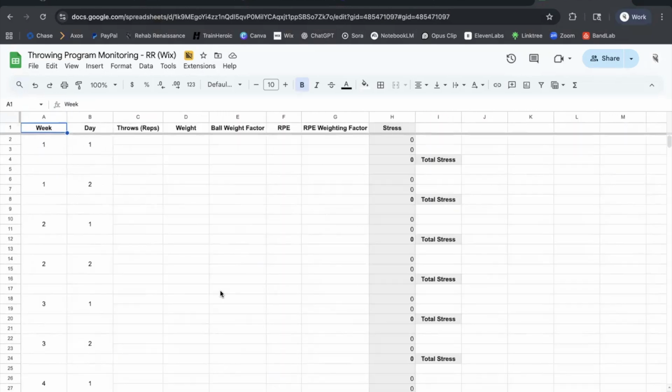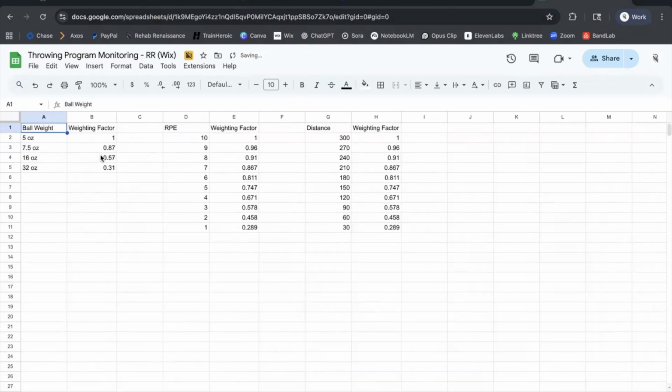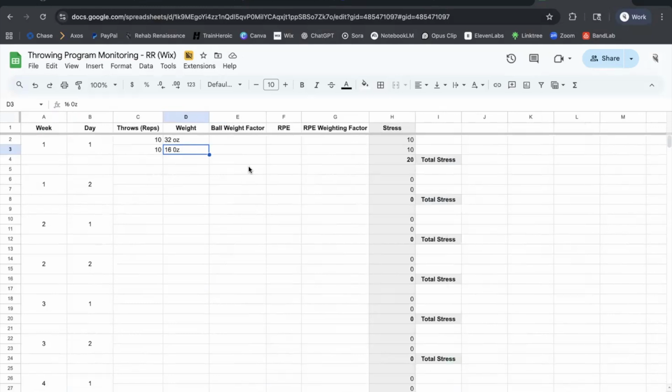So we can start here by phase one. Let's say we're going to have 10 throws at 32 ounces there. Let's say we're going to have 10 throws at 16 ounces there. And then we can head over and put in our weighting factors here. So we'll have 0.57 and 0.31.